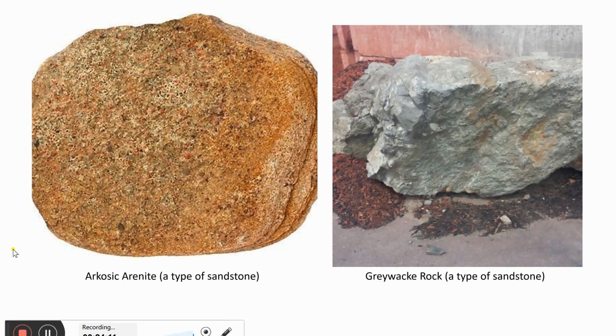Okay, here is a very quick view of arkosic arenite, a type of sandstone. And on the right side there is a grey wacke, a type of sandstone. As you can observe, on the left side these look like grains, and here is a wacke. So these types of variations are actually required to classify the sandstone.